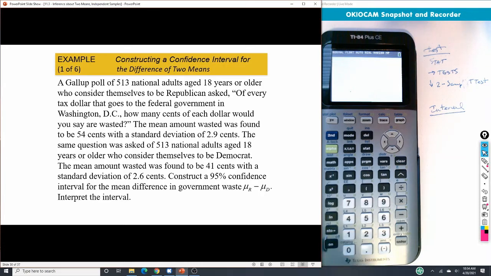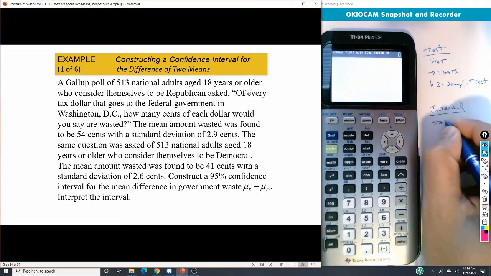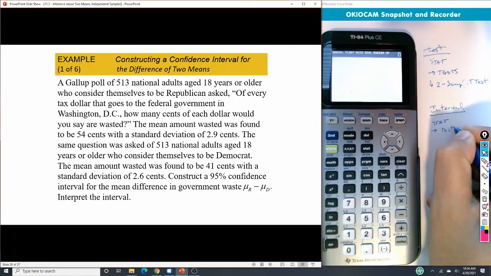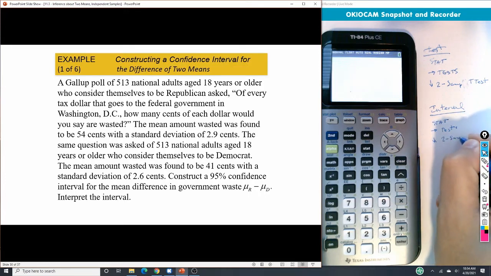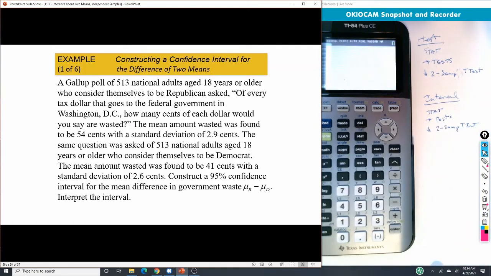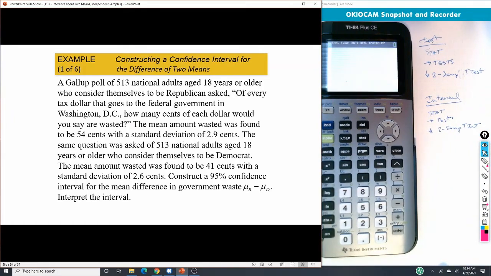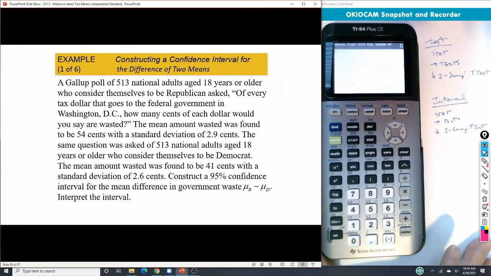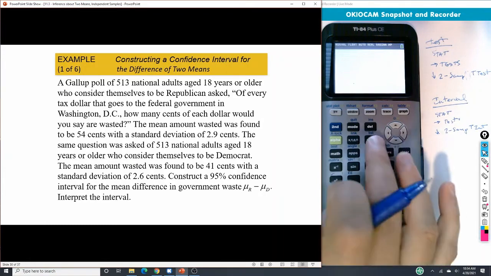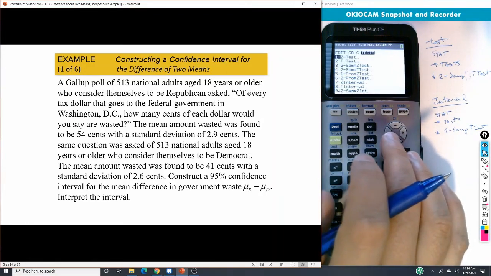So for our interval, we are again going to go into stat, over to tests, and then down to 2-SampTInt, okay? 2-SampTInt for this one. Now, they've already given us all of our pieces. They give us the mean and the standard deviation, so we don't have to worry about all the other things going on there for that, okay? All right, so let's go into stat. We're going to move over to test. We're going to do 2 sample t interval.